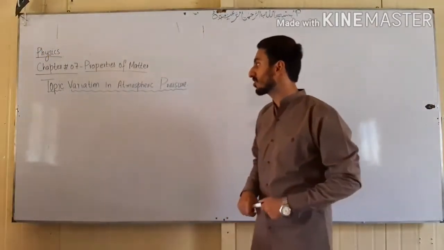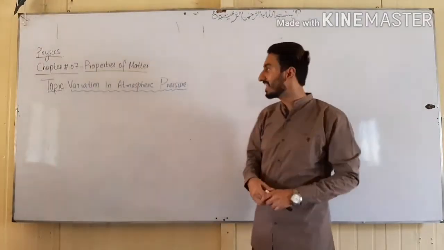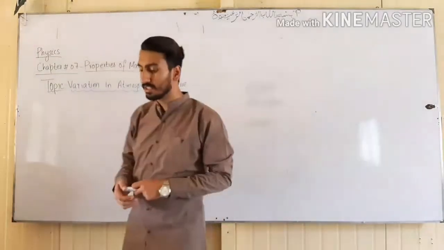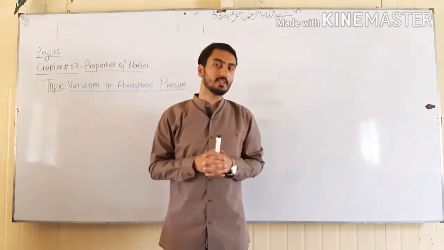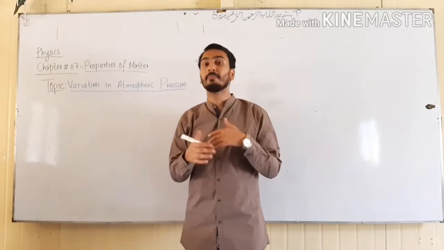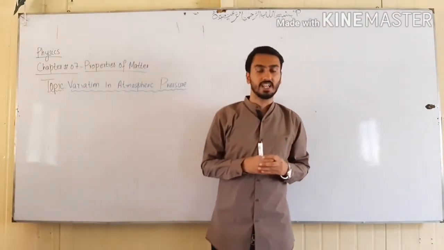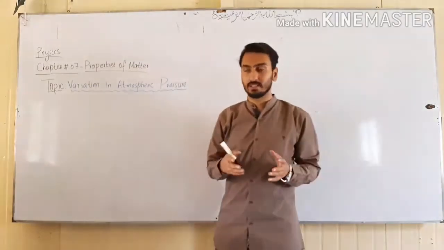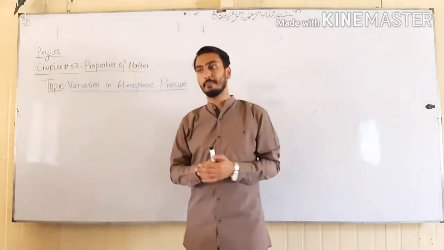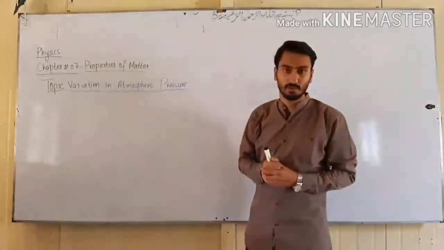In this lecture, we are going to study chapter number 7, Properties of Matter, and our topic is variation in atmospheric pressure. Students, in previous topics, we have discussed what is atmospheric pressure. Then we studied how we can measure the atmospheric pressure, and we studied the types of barometers, water barometer and mercury barometer, and the comparison between water and mercury barometer. So students, in this topic we are going to study variation in atmospheric pressure.